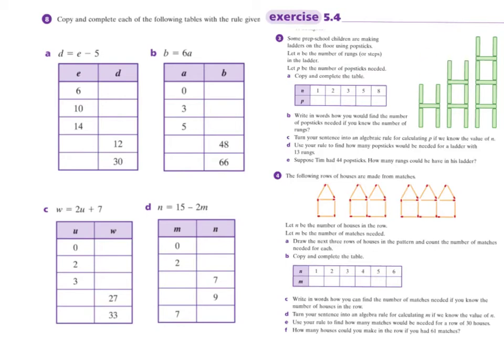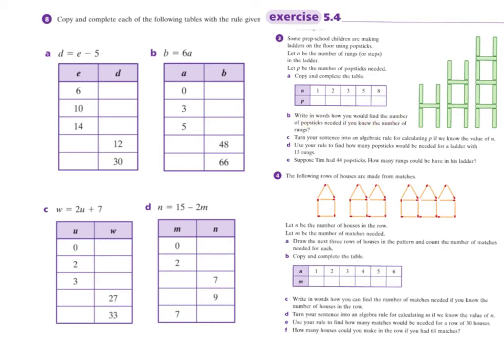So if we've got 1 rung, over here, 1 rung, how many paddle pops did we need? 1, 2, 3, 4, 5. So I would write 5 in there. It's a bit tiny for me to write it, but that's what you would do. So when there's 2 rungs, how many paddle pop sticks? 1, 2, 3, 4, 5, 6, 7, 8. So I would put 8 in there. When there was 3 rungs, 1, 2, 3, 4, 5, 6, 7, 8, 9, 10, 11. So I'd put 11 in there.